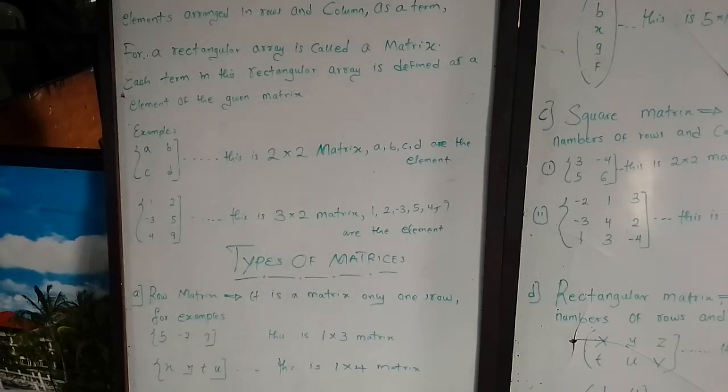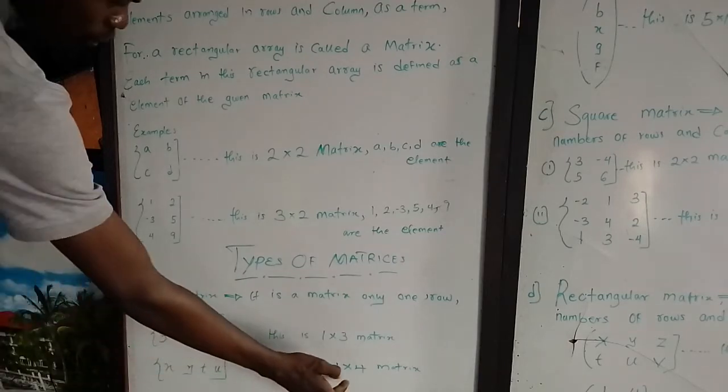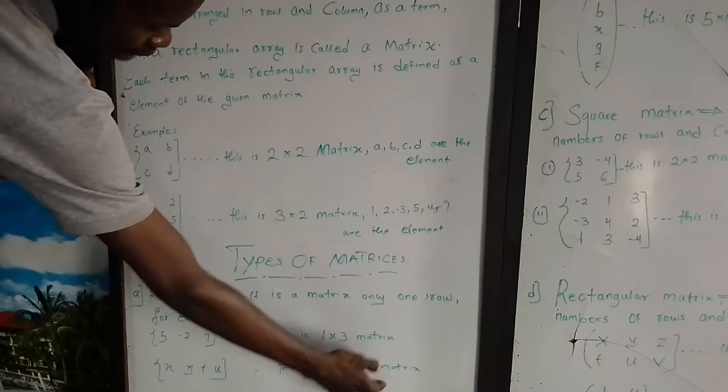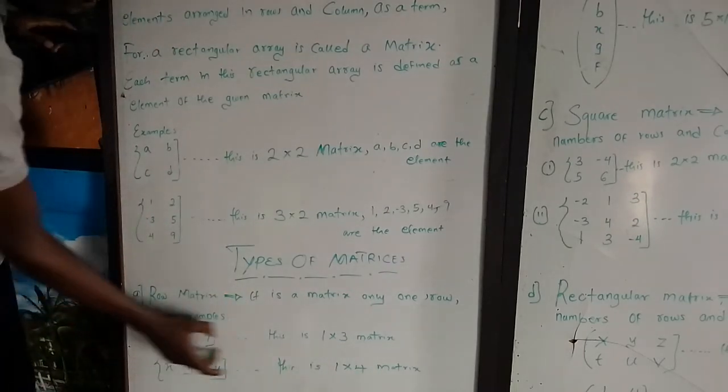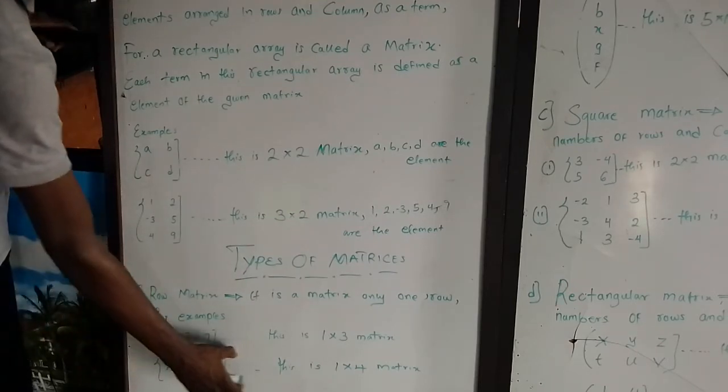Or we can say a matrix having only one row is called a row matrix. Do you understand? This is another example, which has X, Y, T and U. This is a 1 by 4 matrix.